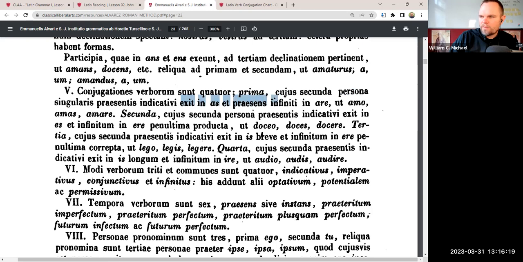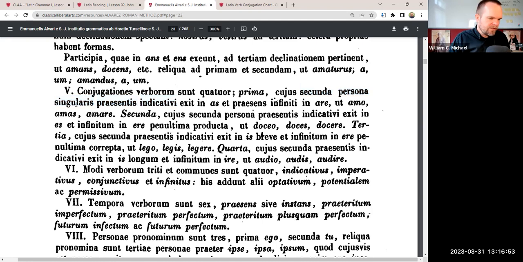Now that looks like a big complicated phrase, but let's just translate it one word at a time. We already know what secunda means, right? We just talked about that with second declension. But here we have secunda persona. What does secunda persona mean? Yeah, it's very simple. Okay, so this isn't any kind of brain surgery here. Secunda persona, very good.